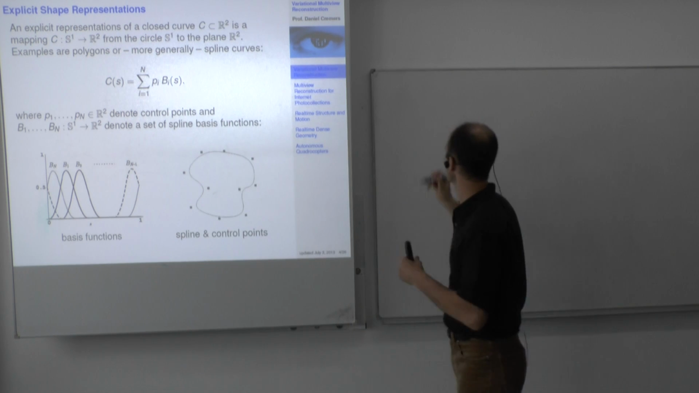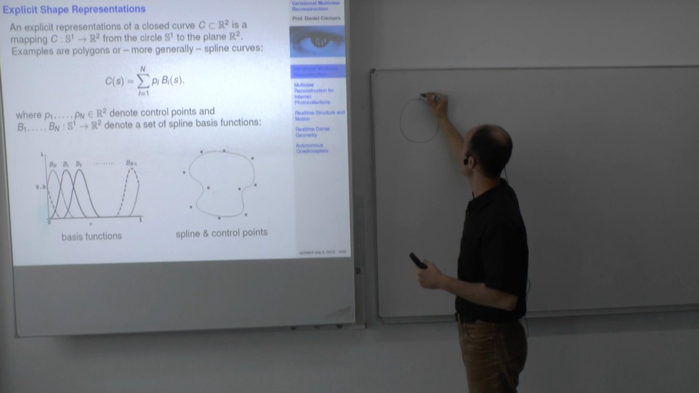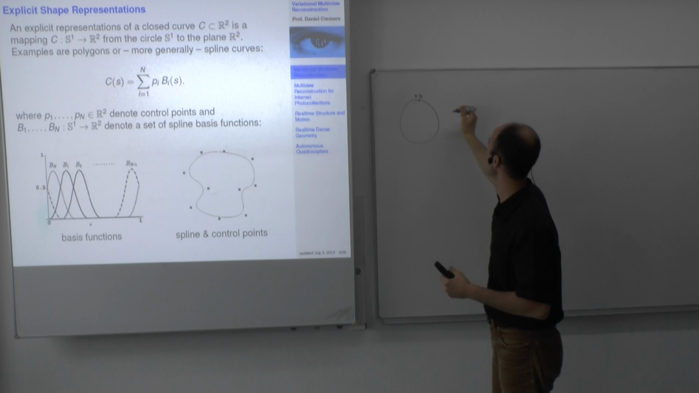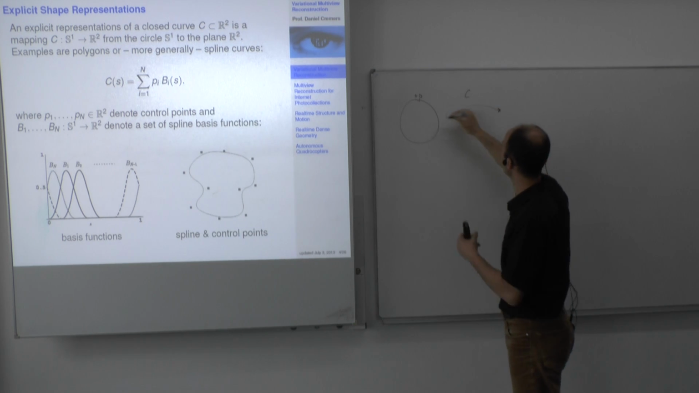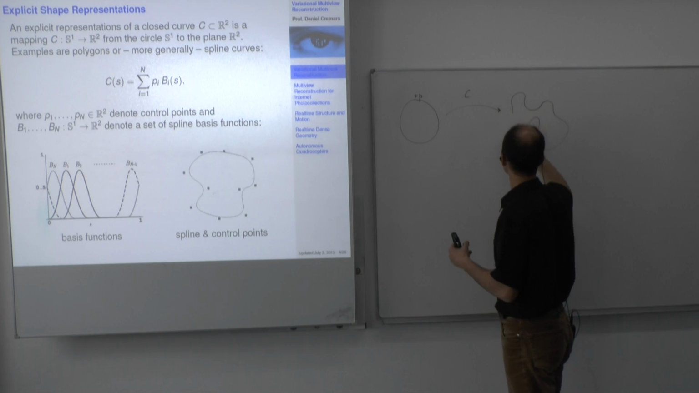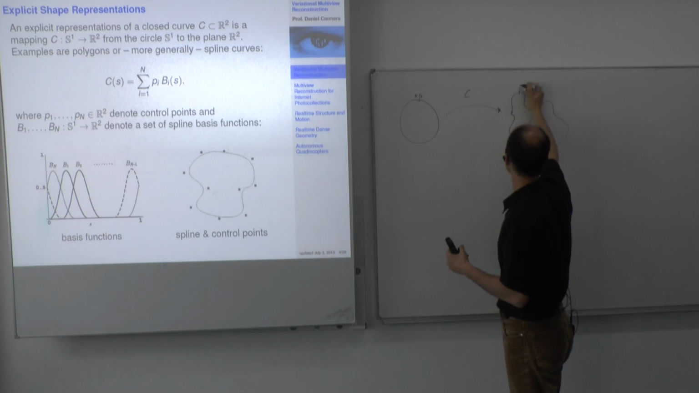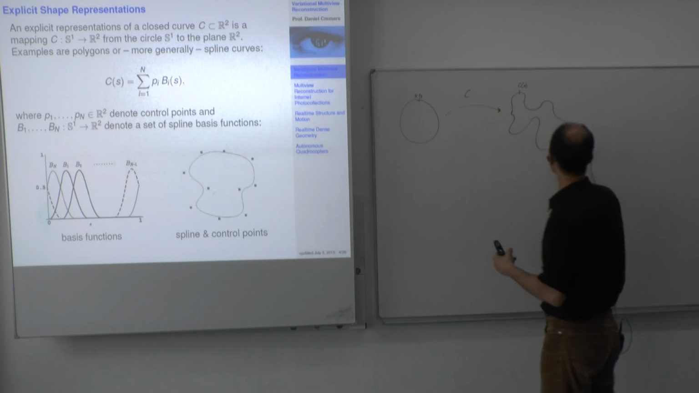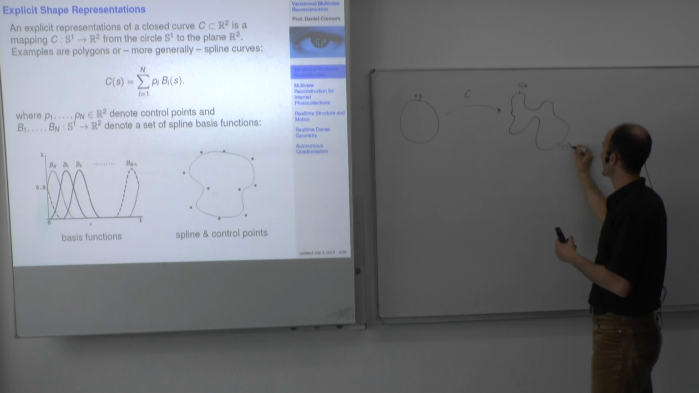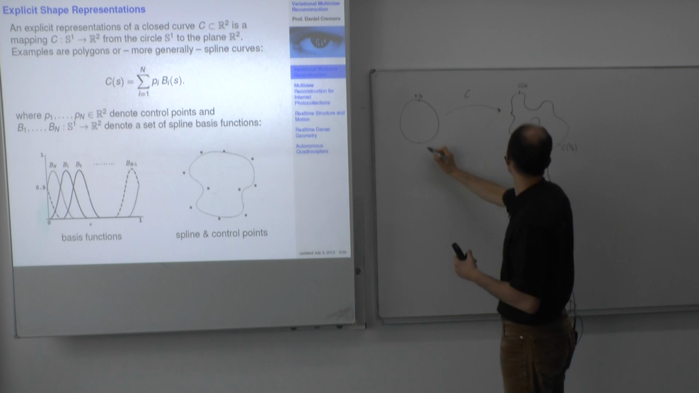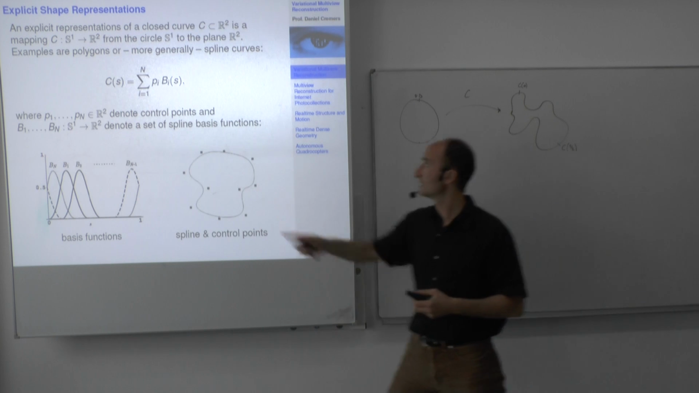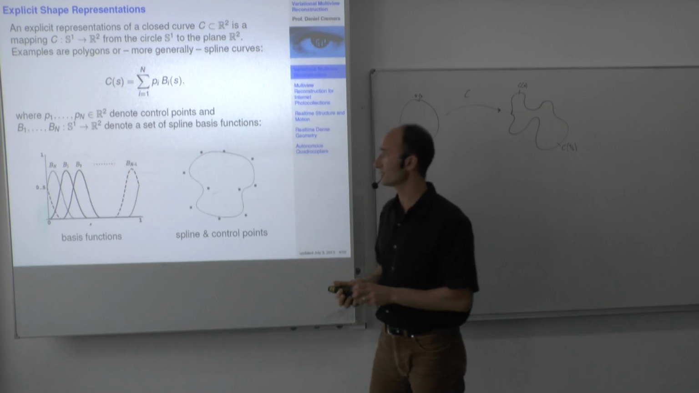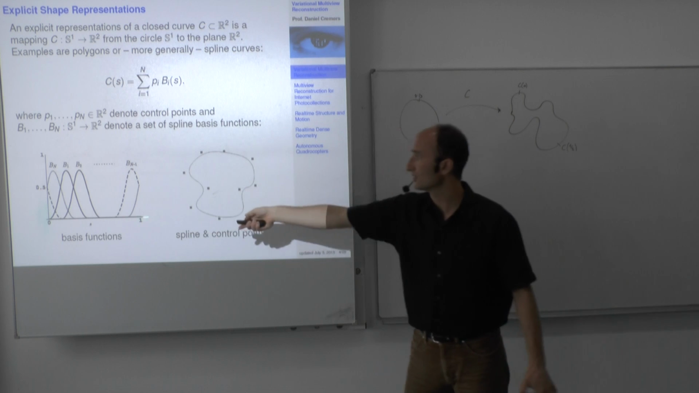Maybe I'll draw that. So here's your circle. Let's say here's 0, and then you loop around, and then you get 1 here, essentially the same point. And then you have a mapping C that maps each of these points on the circle to some point on that curve. So here, for example, we might have C of 0, and here somewhere we might have C of 1/2. So if I take that point, it's going to be mapped here. And that mapping can be represented as a linear combination of basis functions.